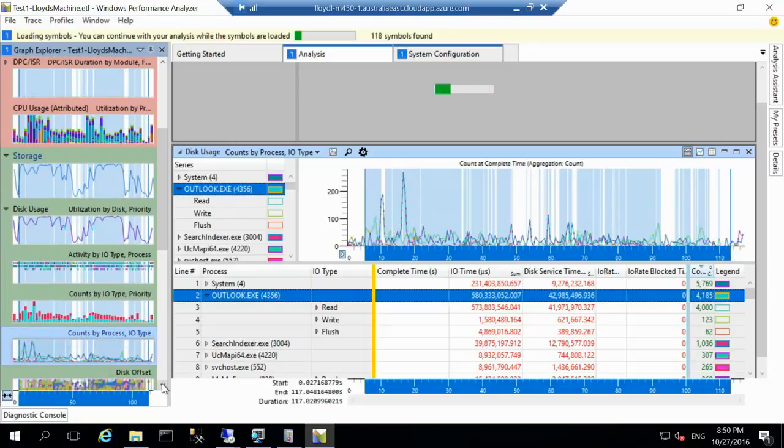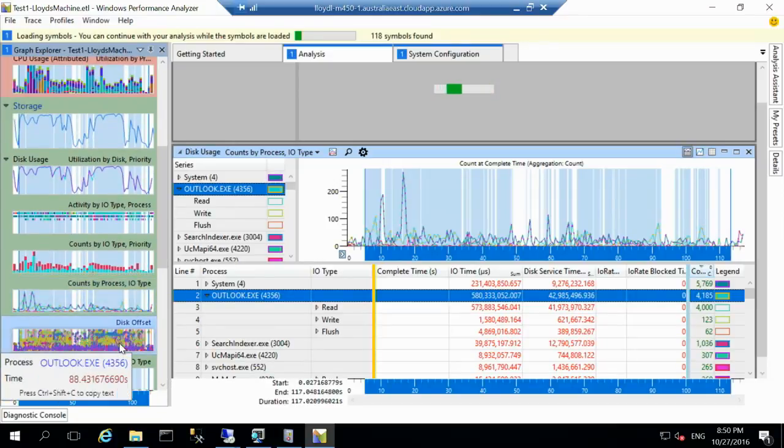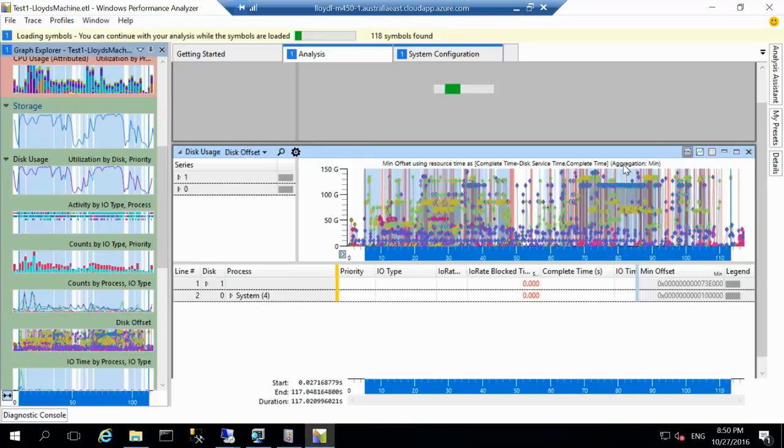There's a part here where we say disk offset. So the disk offset graph shows you where on the disk you're actually reading stuff. So the bottom of the graph is the start of the disk, the top of the graph is the end of that disk. So each dot here tells you exactly where you're grabbing the stuff from the disk. Now if you look at everything, it looks fine.